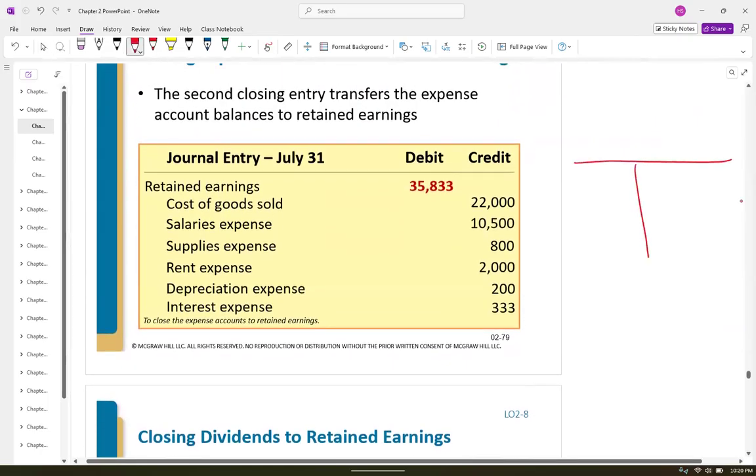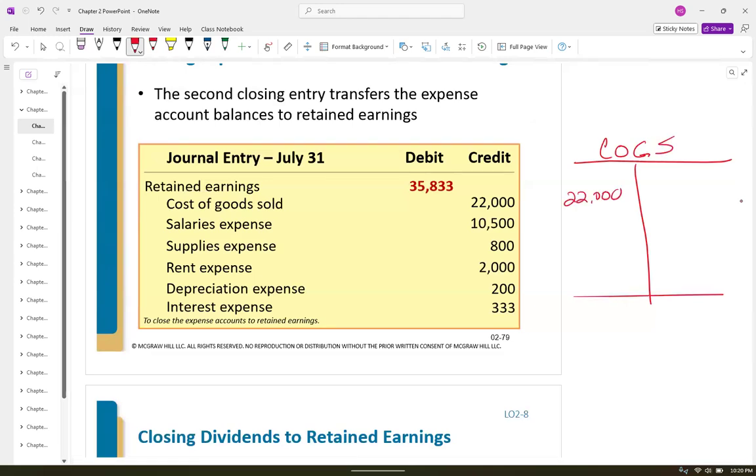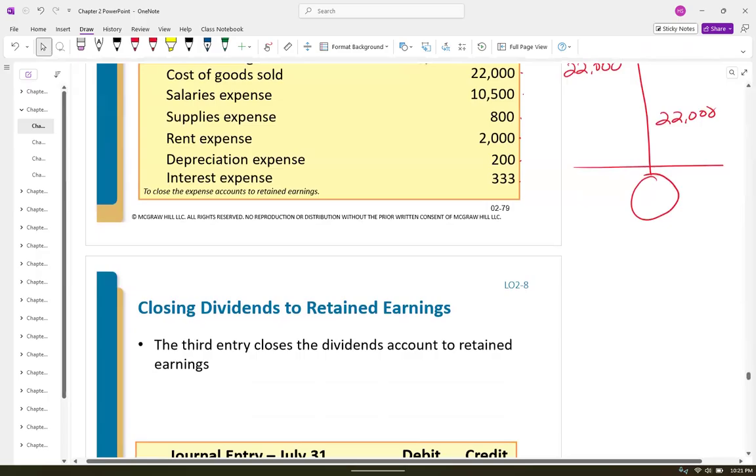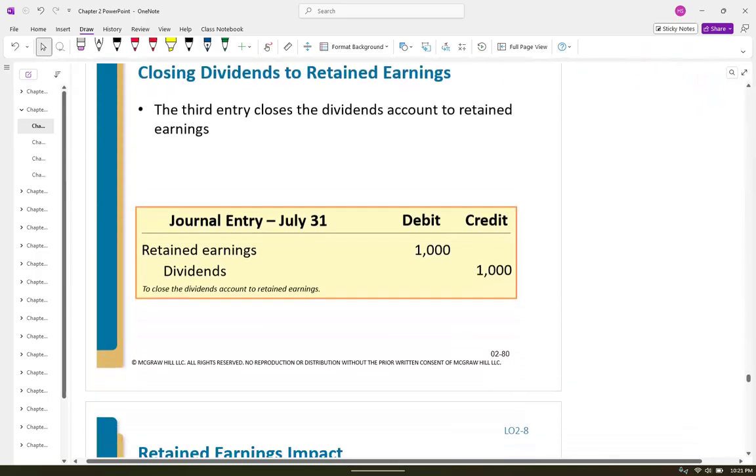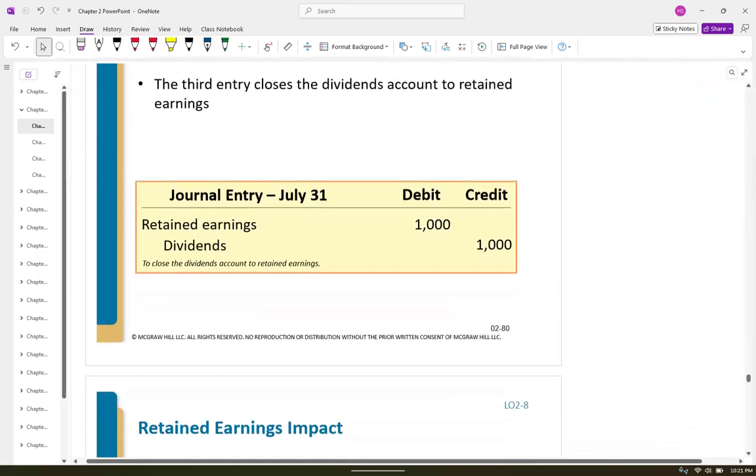Remember all of your expenses. So let's look at cost of goods sold. It had a debit balance of 22,000. All of your expenses have a debit balance. If we want to zero those out, we have to credit all of those expenses. So you can see we've credited all of those expenses and debited the retained earnings. Okay. Then the third entry, we had those dividends and we're closing those dividends to the retained earnings.